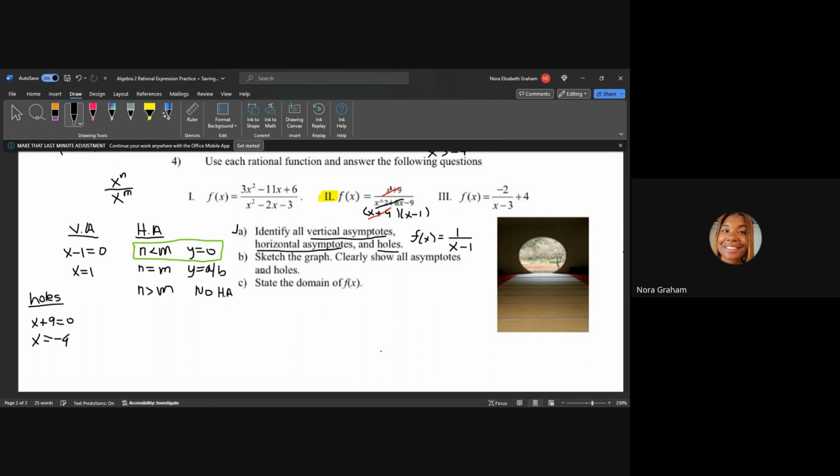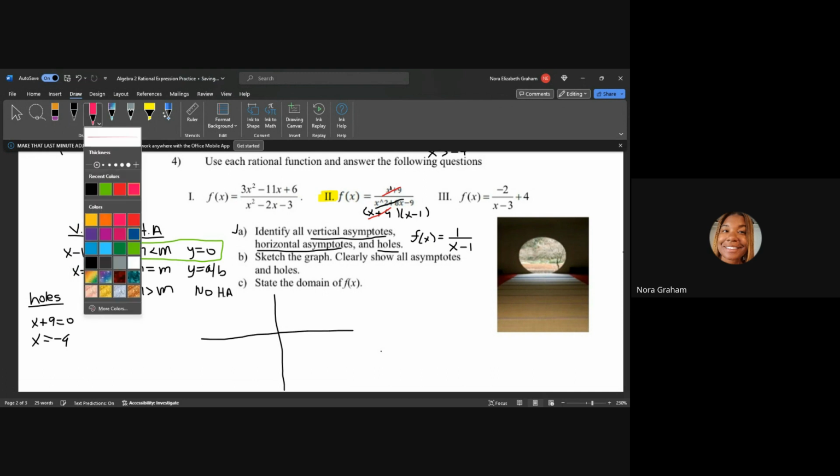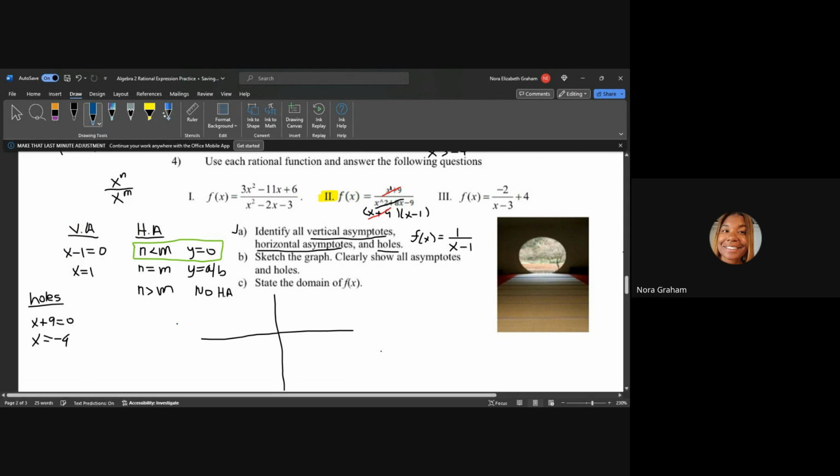Now let's do B. They want us to sketch the graph, clearly show all asymptotes and holes. I don't have a nice little grid that we can use, so I'm just going to sketch it like this. All right. So first, let's go ahead and plot down our vertical asymptote. Vertical is up and down. We have our x equal to 1. So we'll say that this is 1 for right now. And I'm just going to draw a dotted line to indicate my vertical asymptote.